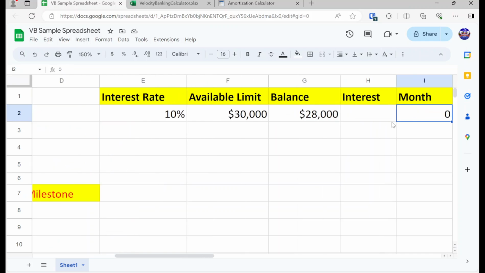And so let's go ahead and calculate that. Again, the formulas are the same whether you're using Excel or you're using Google Sheets like I'm doing right now.